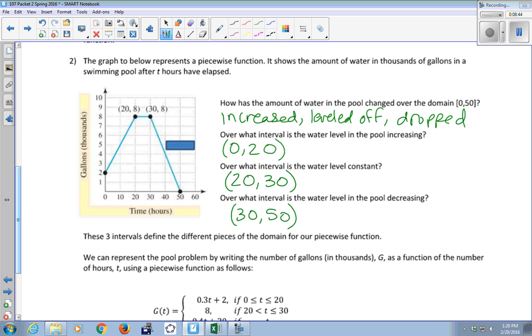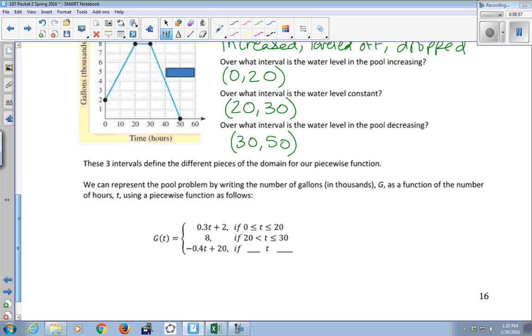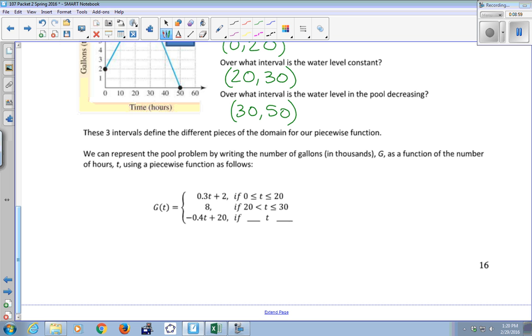So these three intervals define three different pieces of the domain where very different things are happening. So we have to write different formulas to describe what's happening on these three different pieces of the domain. This is the notation we use to represent the function for the pool. There are three different time intervals, so three different formulas. We start by naming the function, g of t. That could be like gallons at time t. Maybe that's why we called it g.